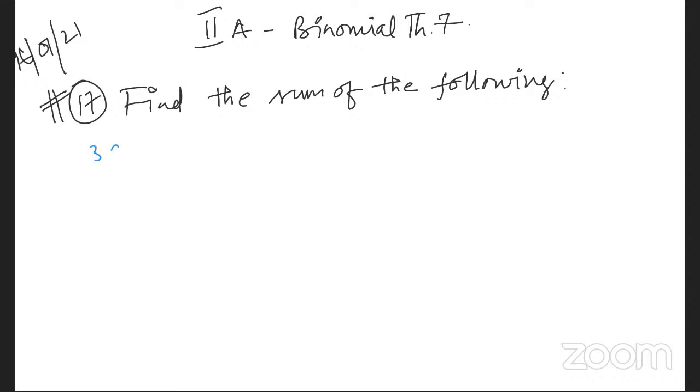3C0 plus 6C1, 6 into C1 plus 12 into C2 plus so on, plus 3 into 2 to the power of n Cn. Let us solve this. Solution.